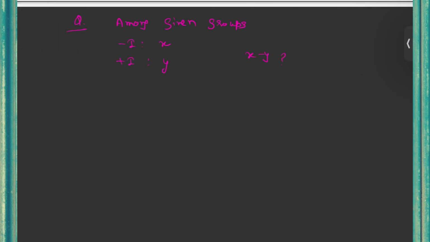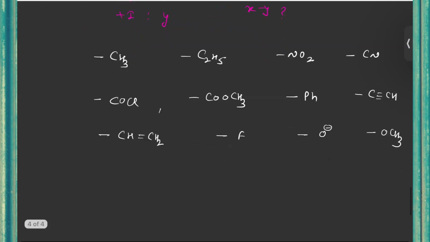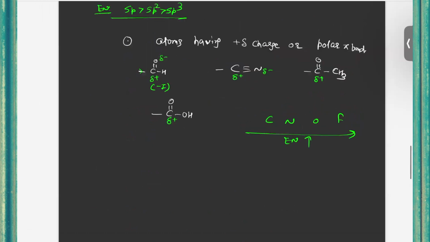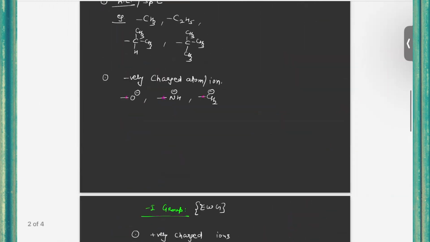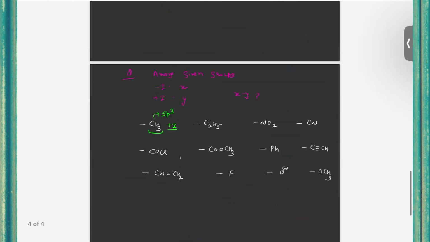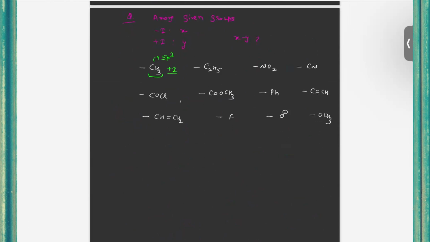So I am giving a question now. X minus Y, you have to tell. CH3, C2H5, OCH3. Now will you be telling? Suppose CH3. CH3 is a hydrocarbon, and I told you this carbon is sp3. When the carbon is sp3, then it has plus I effect. Like that we have to do. Like I told you, you can see this category again, the plus I and minus I category. Now you try.